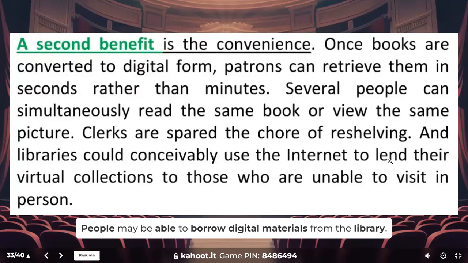To lend means to give. If I lend you something, then you borrow this thing. Is it clear? Lend means to loan and borrow means to take on loan. So they could lend, they could give their virtual collections, which are exactly digital materials from the library. Yeah, people may be able to borrow. Yeah, they could do this. No problem. So this is why the statement is true.